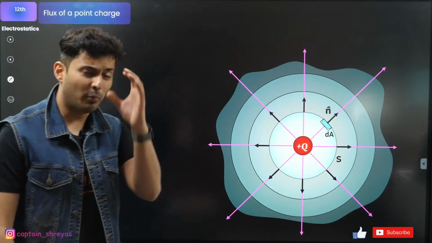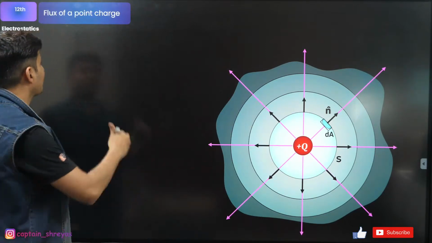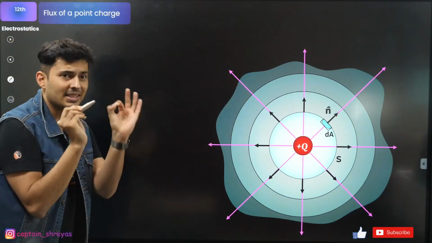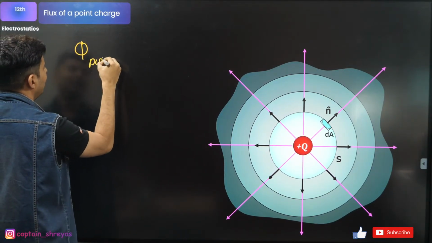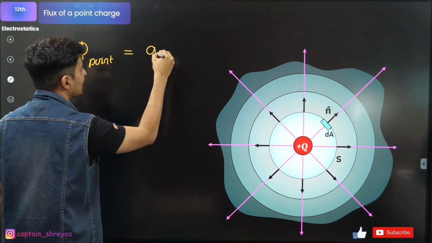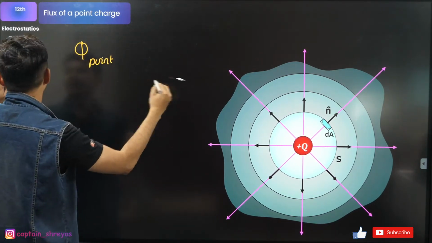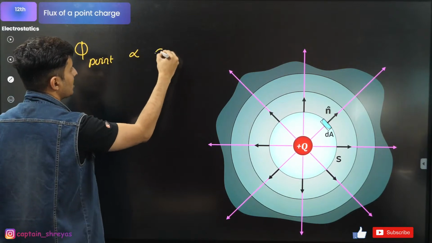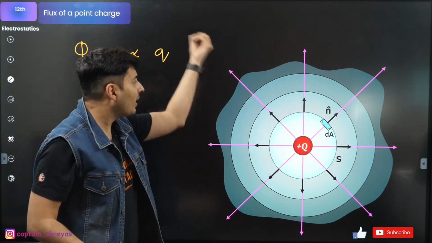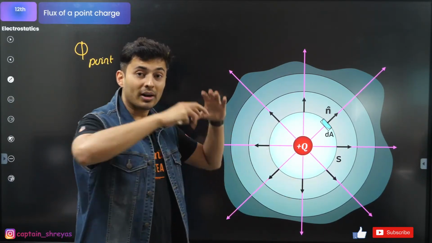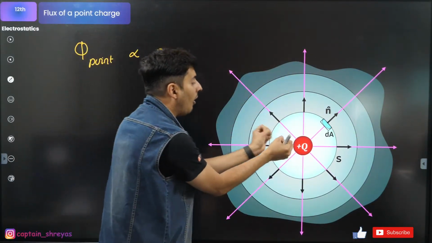Okay, so when you look at a point charge like Q, the total electric flux coming out of a single positive charge is always Q by epsilon naught, or rather it is proportional to Q. It is proportional to Q because if more charge is there, more lines will come out of it. So the total flux coming out of it is proportional to how much charge you place.